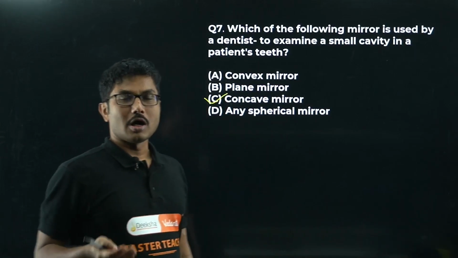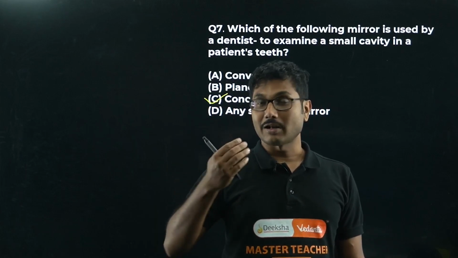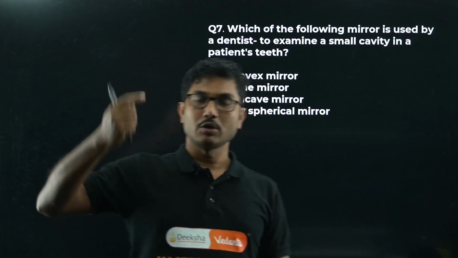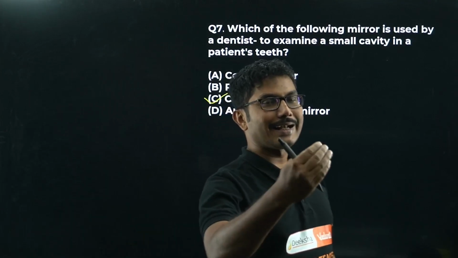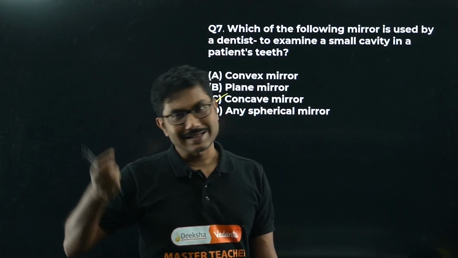Okay, why not a convex lens? Because you cannot use a convex lens to see behind your teeth. To see anything behind your teeth, it has to be a mirror, right, so that it can reflect the light. But if you are watching anything in front of your teeth, a convex lens can be used as well.